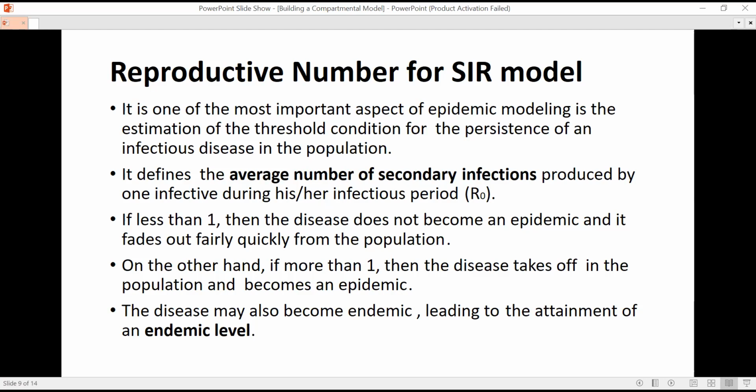And what does that tell us? If on average an infected person can infect more than 1, then there's a possibility of an outbreak.